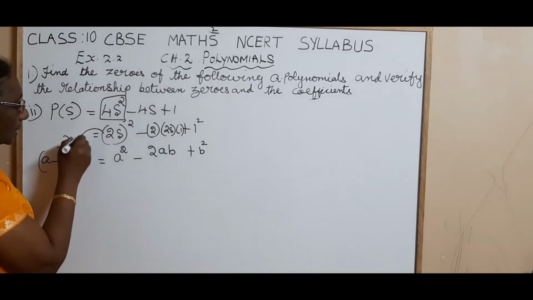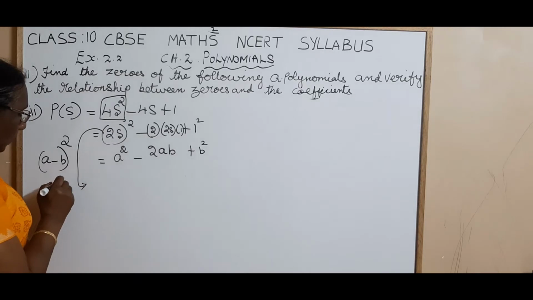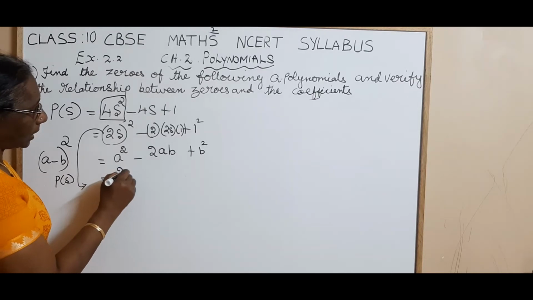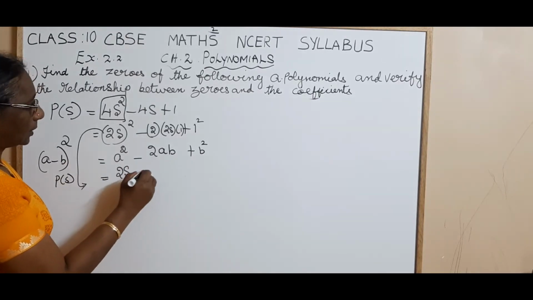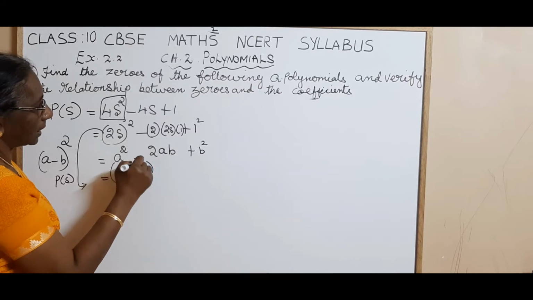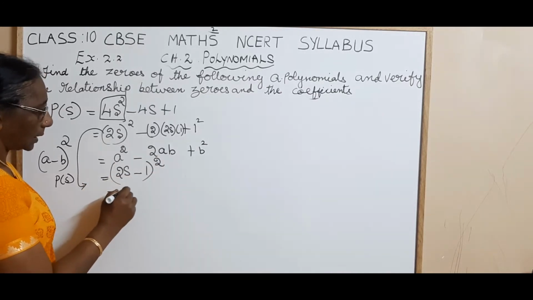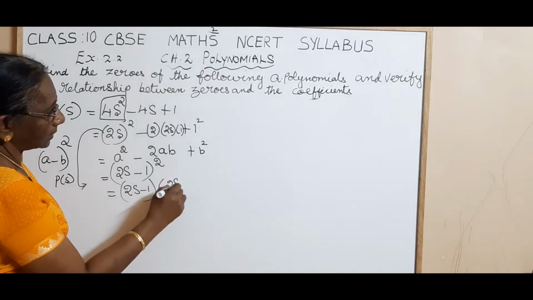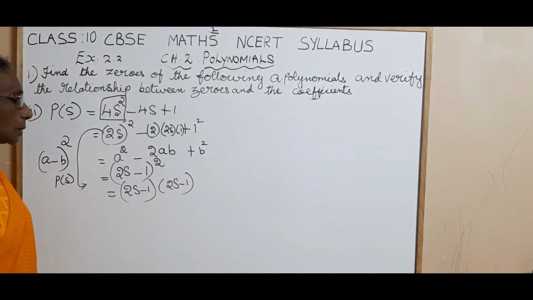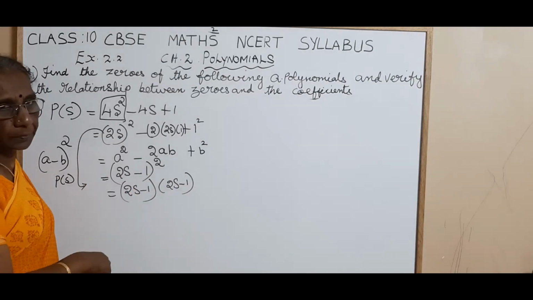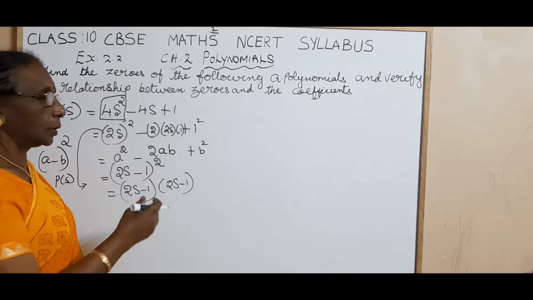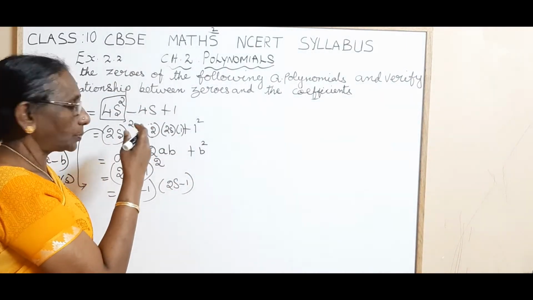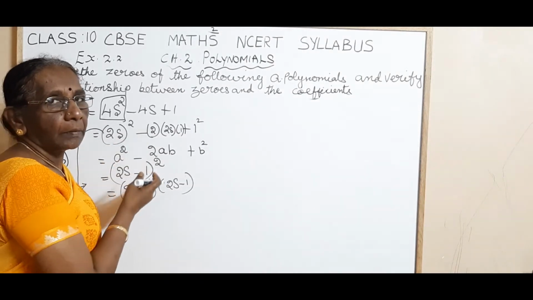So straight away you can write the factors of this. P of s is equal to 2s, where a is 2s and b is 1, so 2s minus 1 the whole square, that is 2s minus 1 into 2s minus 1. Okay, children? So this is one method. It is very easy. No need to write and factorize in two steps, so it's very easy.